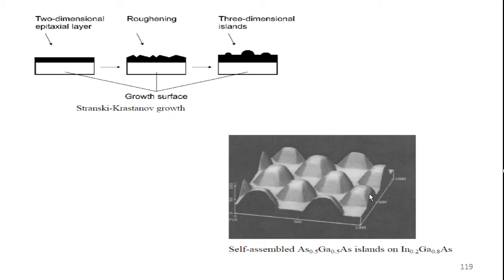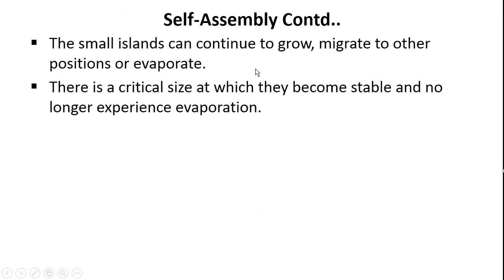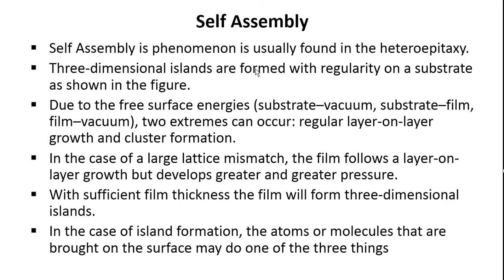Okay. So here a two-dimensional epitaxial layer is formed. The surface roughens, and then three-dimensional islands are formed here like this. Okay. So this kind of formation is actually due to the self-assembly process. So what is the self-assembly process? Now we will see.